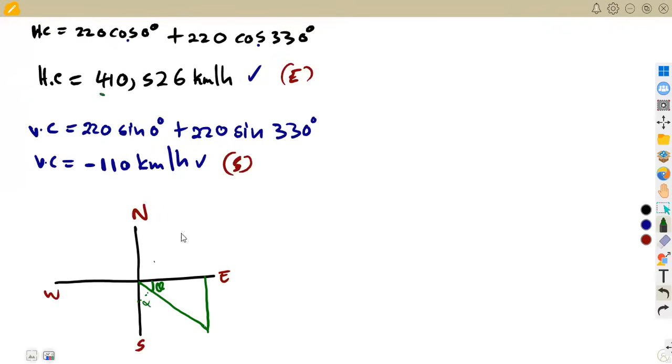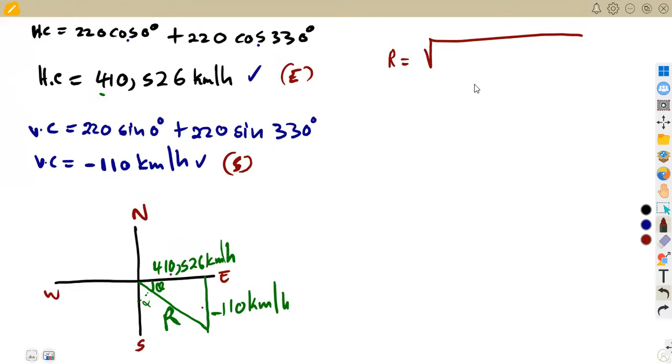This is our horizontal, which is going to be 410.526 kilometers per hour, and the vertical is a negative. So as you can see, it's just the same as the last question that we had at the end. Then we can calculate our r, which is the velocity. The resultant r is going to be the square root of the horizontal component squared plus, or you can even start with the vertical as we saw, 410.526 squared plus the vertical component squared, which is negative 110 squared. So this is going to give us r, which is the resultant.